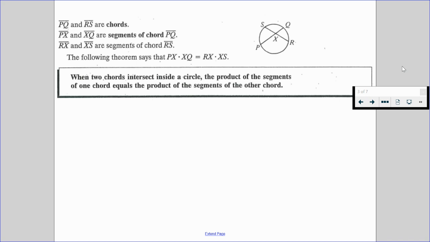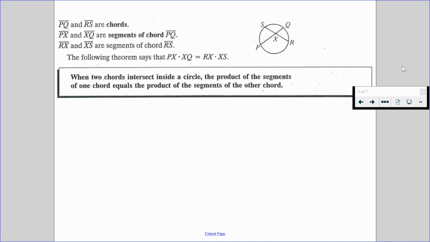So segment PQ and segment RS are defined as chords. Segments PX and XQ are segments of chord PQ. Segments RX and XS are segments of chord RS. And the following theorem says that the product of PX times XQ is equal to RX times XS. Try saying that 5 times fast.